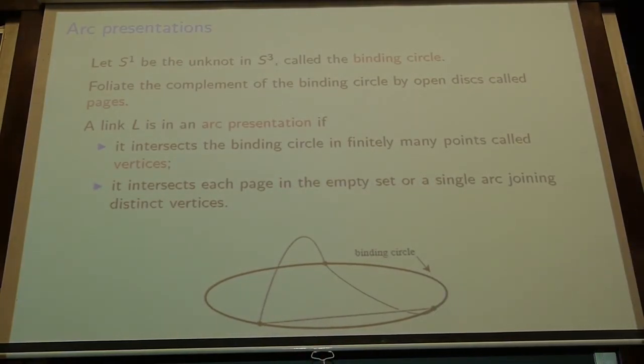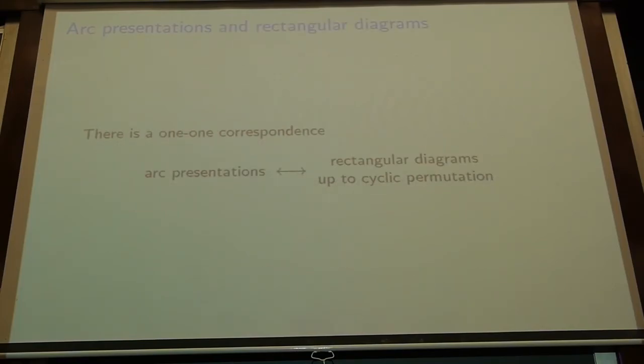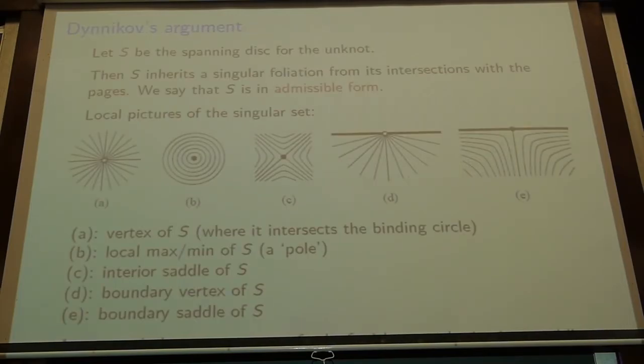So there's a simple dictionary between rectangular diagrams up to cyclic permutation and arc presentations, and it's really arc presentations that you deal with. Okay, so Dynnikov's argument, and this goes back to Dynnikov, I think, and it's heavily used by Birman and Menasco, uses the singular foliation that a spanning disk inherits.